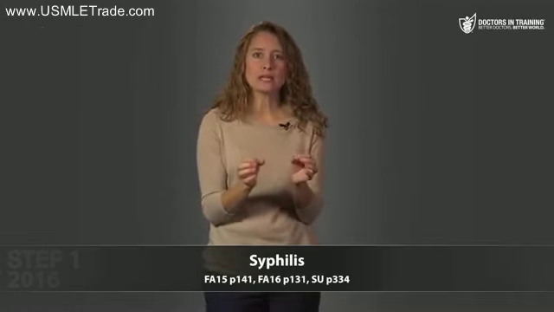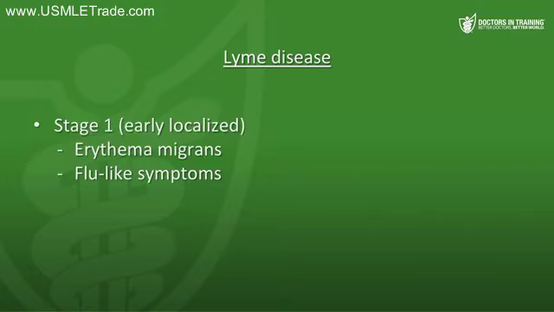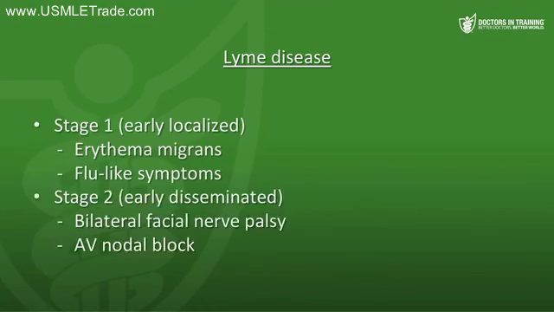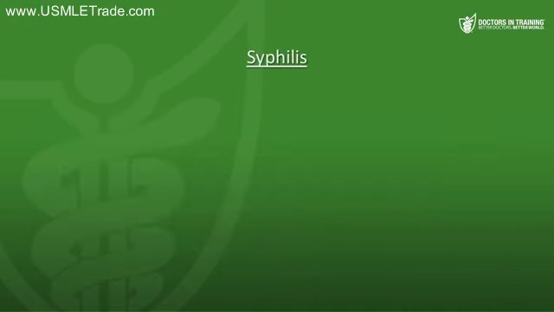Okay, let's go through the stages of both Lyme disease and syphilis. And now these are both important for your test. So for Lyme, stage 1 is early localized, and you see that erythema migrans, flu-like symptoms. In stage 2, the early disseminated phase, you see bilateral Bell's palsy, or that bilateral facial nerve palsy, as well as AV nodal block. And then stage 3, which is the late phase, monoarthritis of the knee or polyarthritis, and encephalopathy. Okay, now for syphilis.